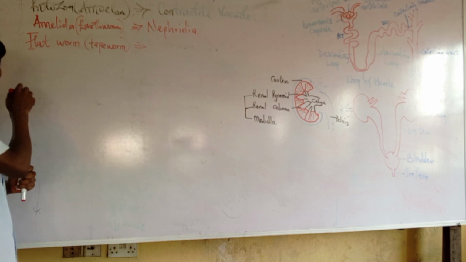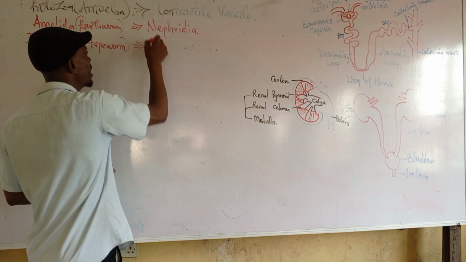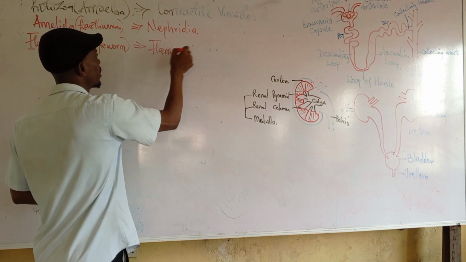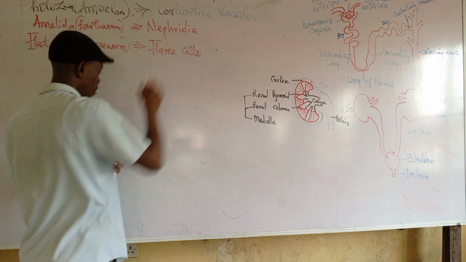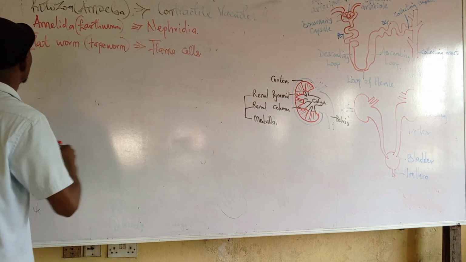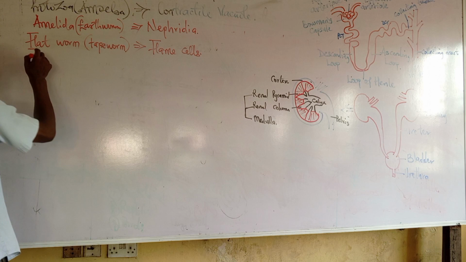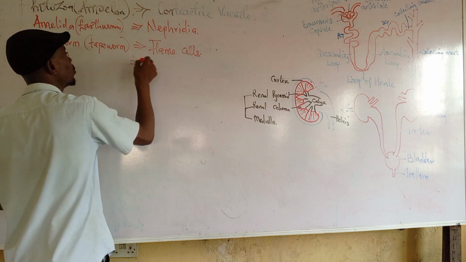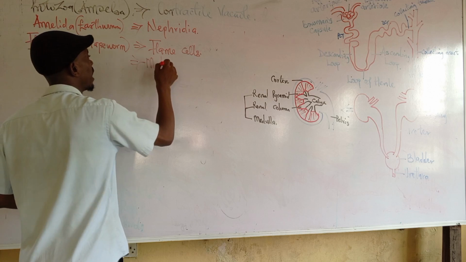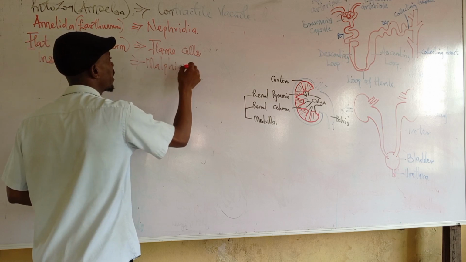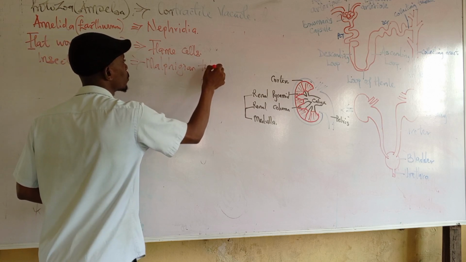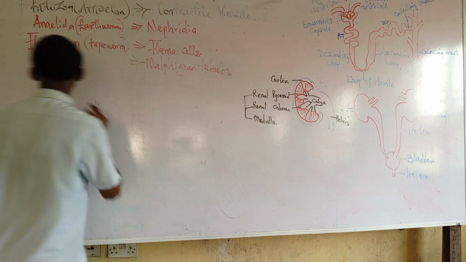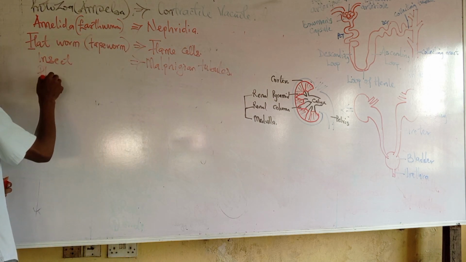Now look at the key, a shortcut: F for flatworm, F for flame cell. They use their flame cells to get rid of waste. Then we also have the insects. Insects use their Malpighian tubules.